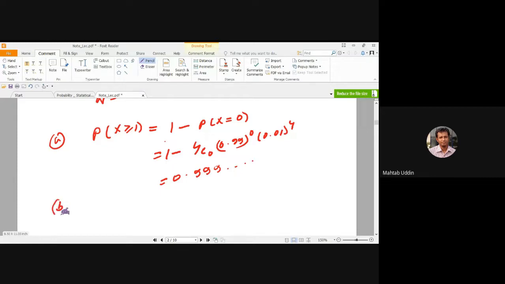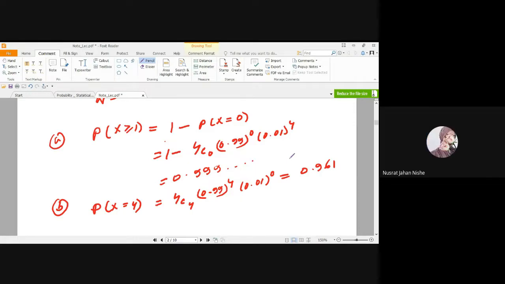Then B, all 4 open, so P(x equal to 4). You get 4C4, 0.99 to the power 4, 0.01 to the power 0. You will get 0.961. Do you understand? Yes, sir. You can see this math is easy.